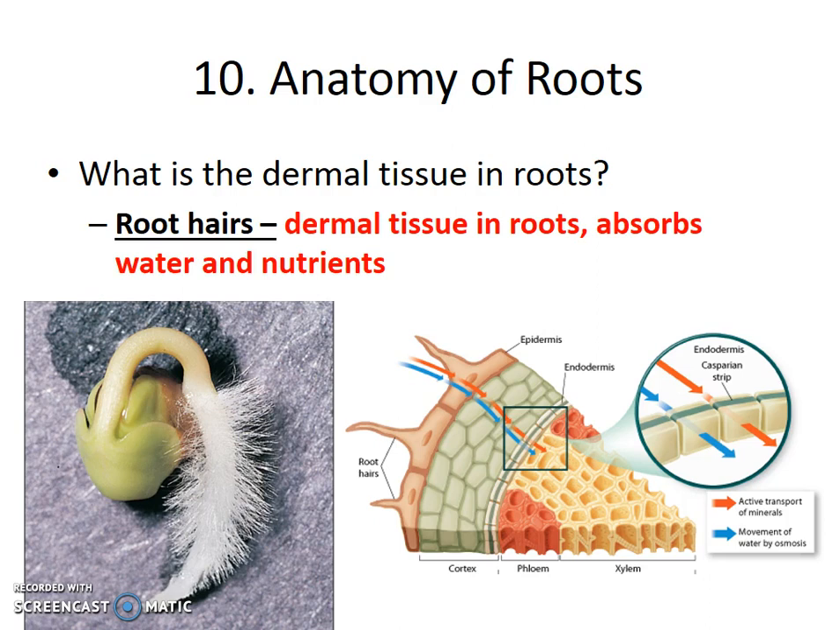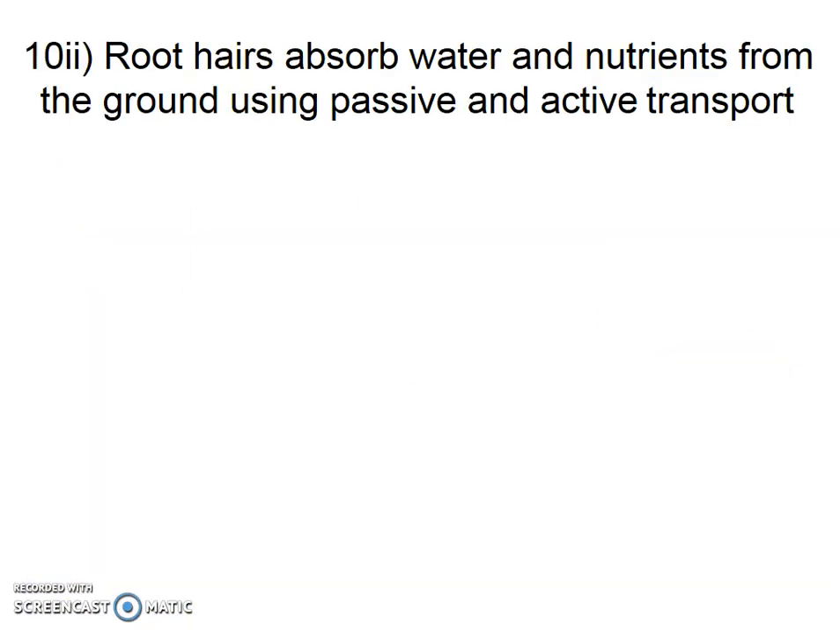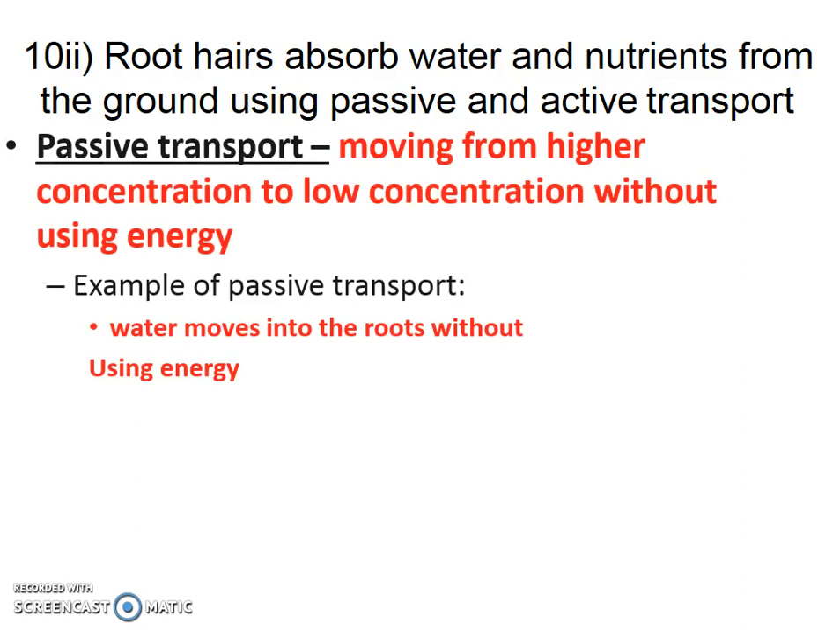Root hairs are the only part of a plant, the only part of the root, that can absorb water and nutrients from the ground. But how does that happen? Well, they absorb water passively. Water moves via passive transport into the root.